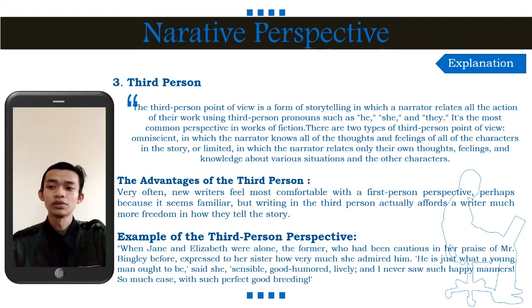There are two types of third-person point of view: omniscient, in which the narrator knows all the thoughts and feelings of all the characters in the story, or limited, in which the narrator relates only their own thoughts, feelings, and knowledge about various situations and the other characters.